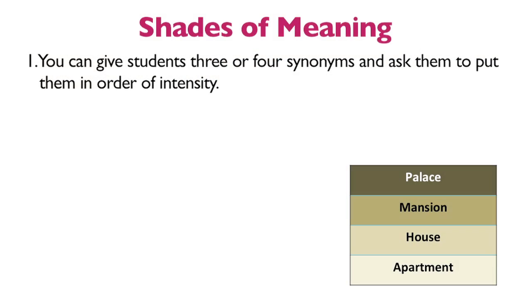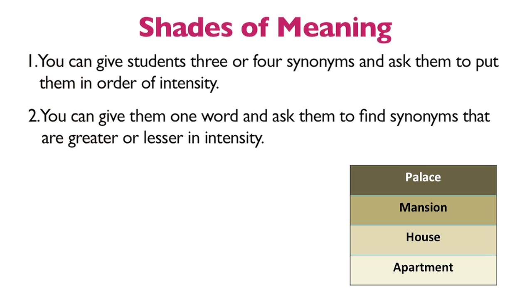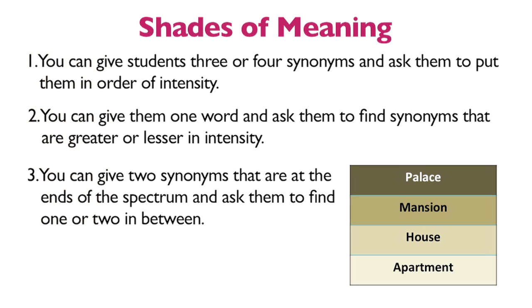Now, another way to do this would be to give the students 1 word and ask them to come up with another word or 2, either of greater intensity or of lesser intensity. I've also seen some teachers give 2 of the synonyms, say at the beginning and at the end, and ask students to find words that would work in the middle. So all of this has students thinking about words and what the depth of meaning really is for those words.